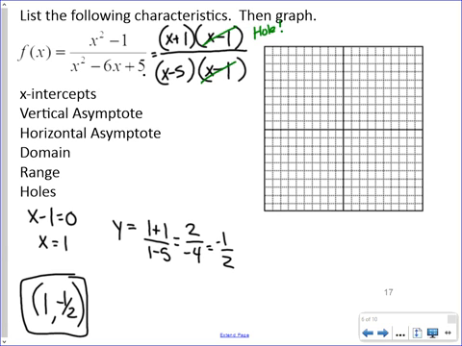So you can go 1 to the right and 1/2 down and make an open circle. That will be where your hole is. Now take a minute or two, use your notes from yesterday to decide: do you have any x-intercepts? Do you have any vertical asymptotes? What is your horizontal asymptote? I'll give you a minute or two. You're using the information from yesterday, and what's left over.